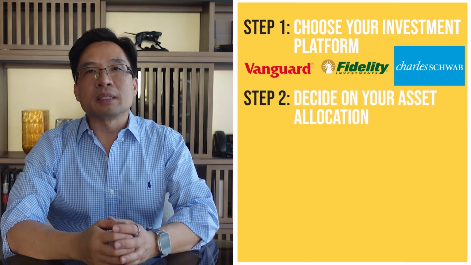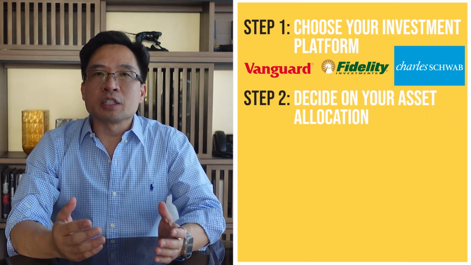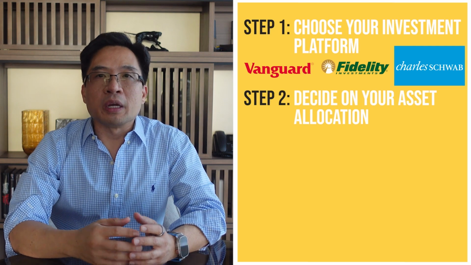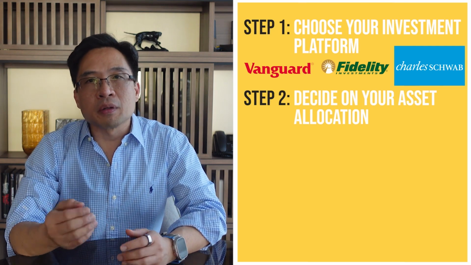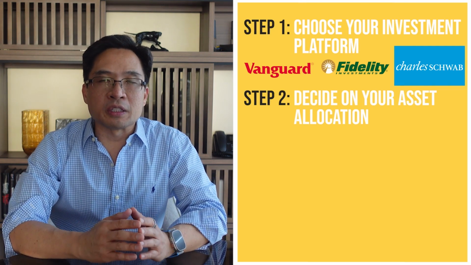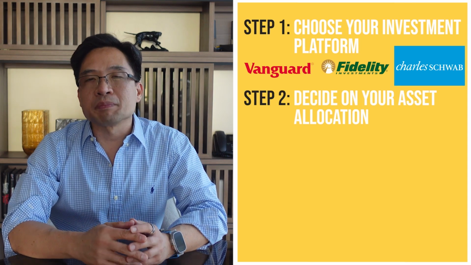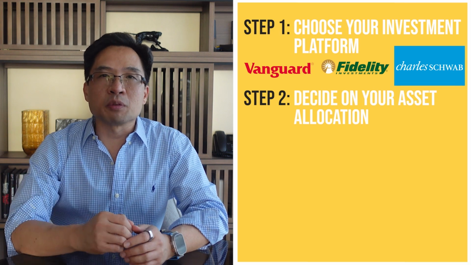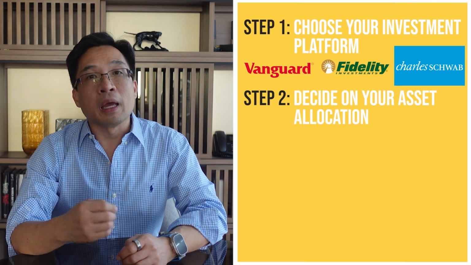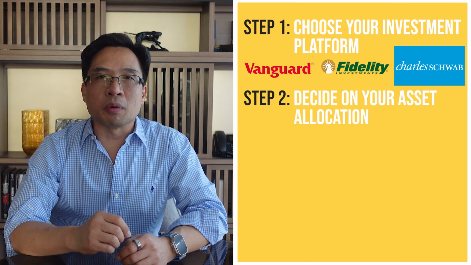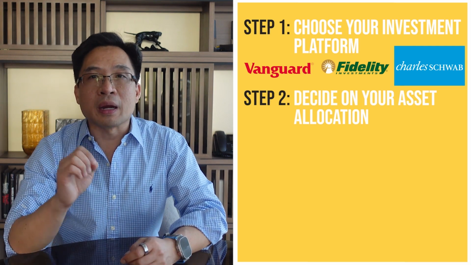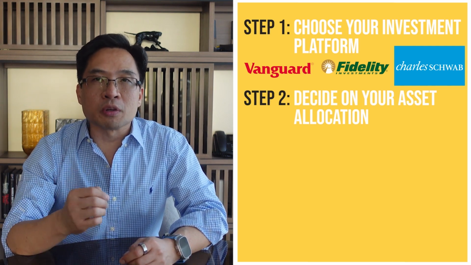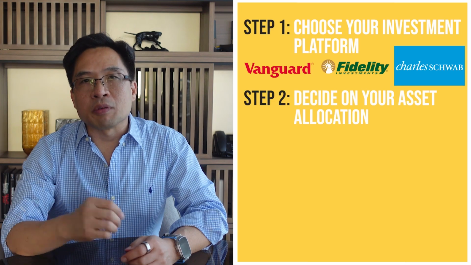Step 2. Decide on your asset allocation. This means how will you distribute your money among the 3 funds. A typical 60-40 stock bond allocation for a 3-fund portfolio will look like this. 45% in a U.S. total stock market fund, 15% in an international stock market fund, and 40% in a total bond market fund. However, your asset allocation may vary based on your personal goals, risk tolerance, and time horizon.